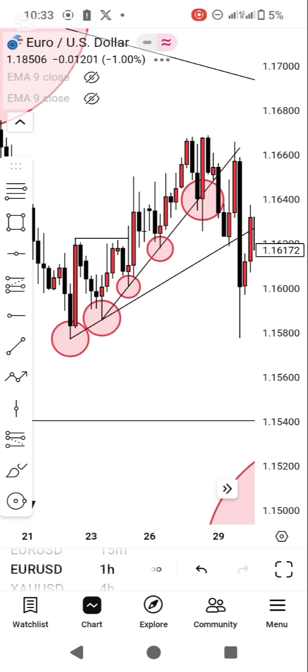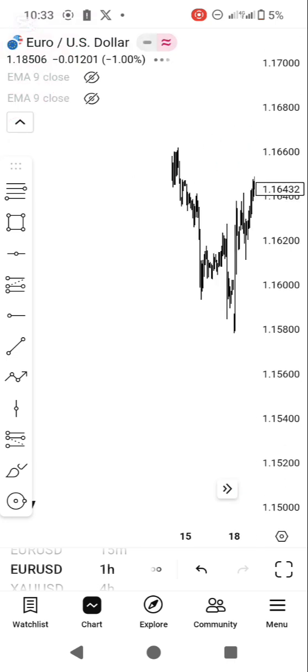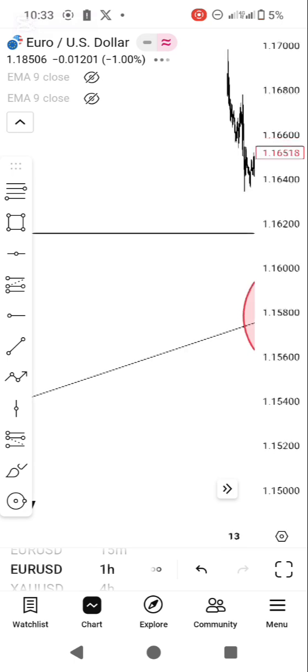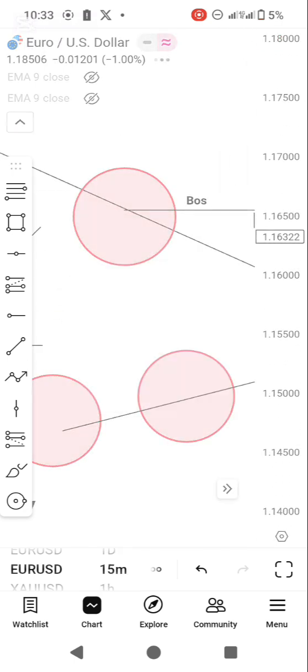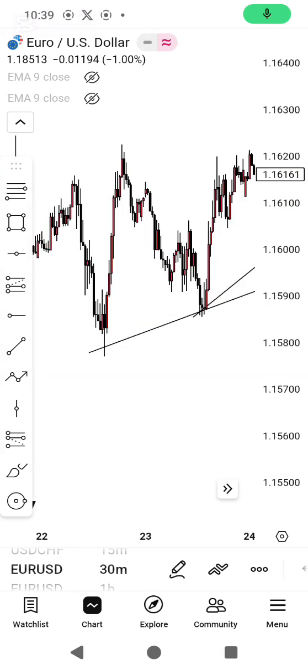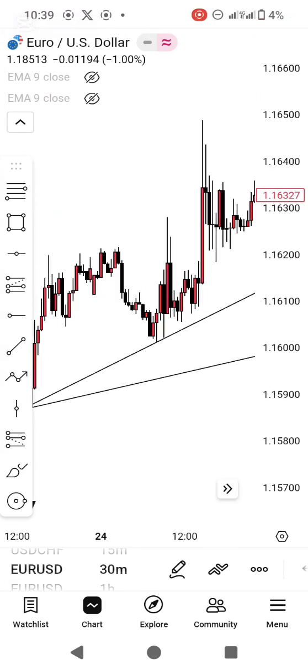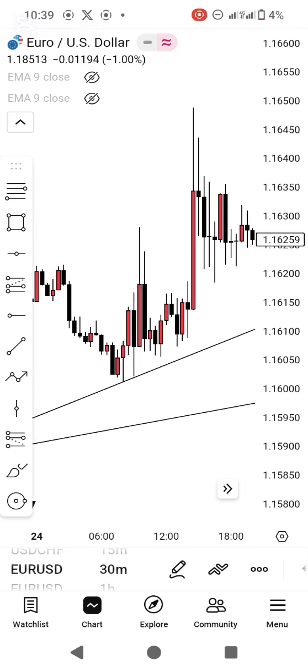Over here, my entry time frame is the 15 minutes, so I just go down to the 15 minutes to see what happened there. Let's go. All right, this is the 30 minutes time frame. I couldn't go any further, so I had to use the 30 minutes time frame.